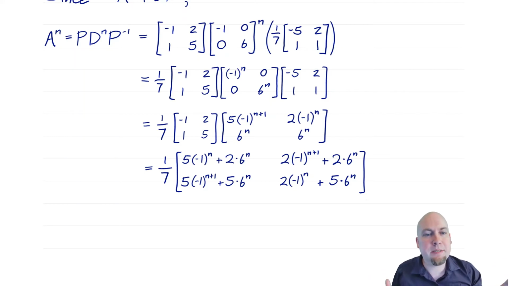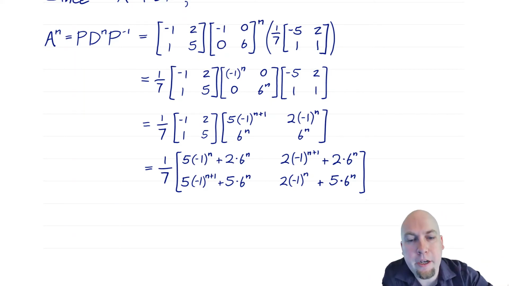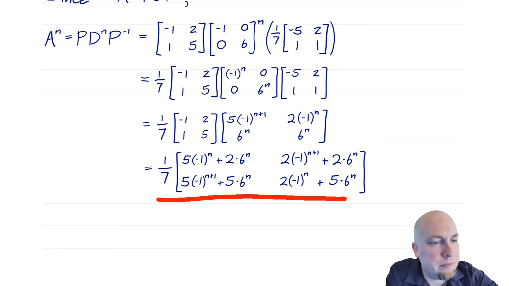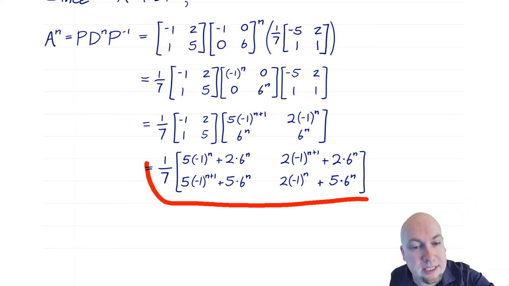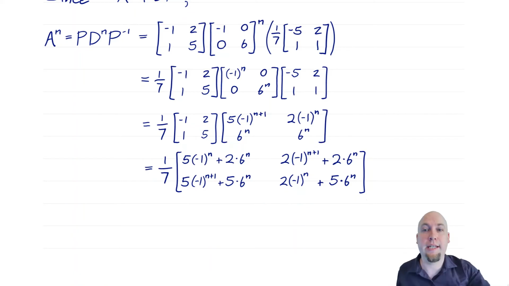Okay, that is my formula for A to the power n. No matter what power of n I want to compute now, I just plug n into this formula here. And yeah, it's a little bit ugly. But hopefully you agree that if I wanted to compute something like A to the power of 1,000, plugging 1,000 in here is a heck of a lot easier than doing a whole boatload of matrix multiplications, right?